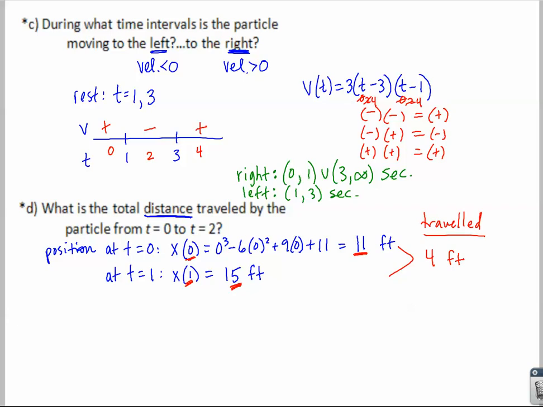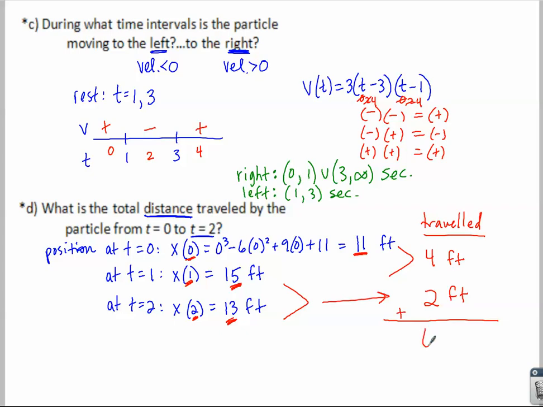Well, it turned around again later on at 3 seconds. So at, oh, wait a minute, we don't need to go that far, but we need to figure out where did it stop. So at time 2, x of 2, plug that into our function like we did with the other ones, and we get 13 feet. So how much did it move from 1 second to 2 seconds? 15 feet to 13 feet. It had a change of 2 feet. So it traveled 4 feet and then 2 more feet. How many feet did it travel total? 6 feet total.